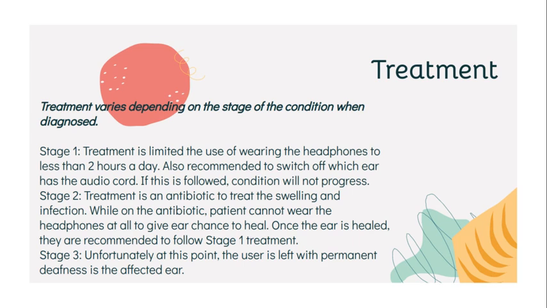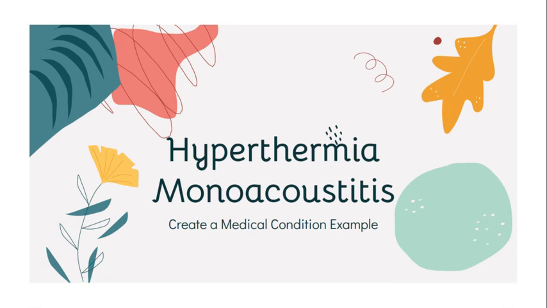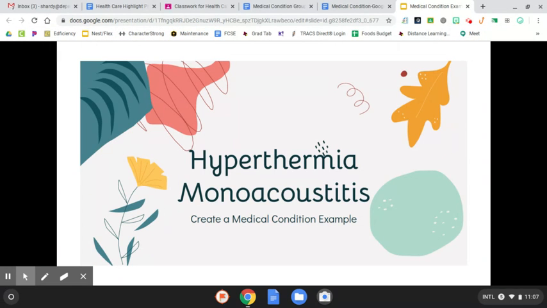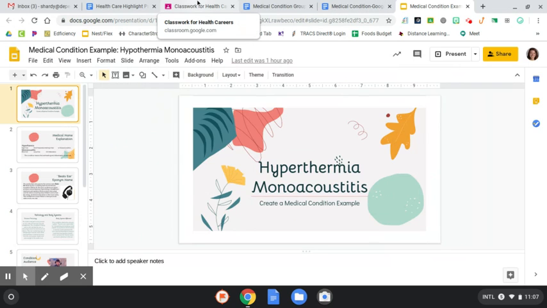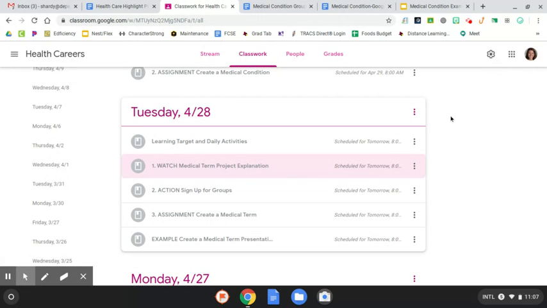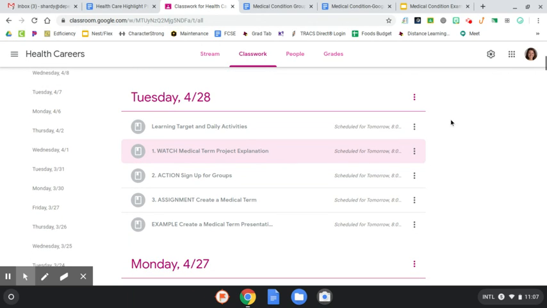So that's it, you guys. That's all about Beats ear, and that's my little example. I'll go back here. Hypothermia monoacoustis. A lot of it is I want you to be able to have fun playing around and mixing and mashing up some of these medical terms, and then just to let yourself get a little creative and come up with a fun little medical condition. Like I said, tomorrow I will show you guys another example, or probably a couple. I have some really good ones at school just to get your creative juices flowing.